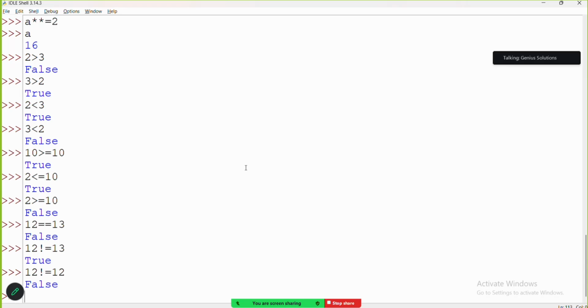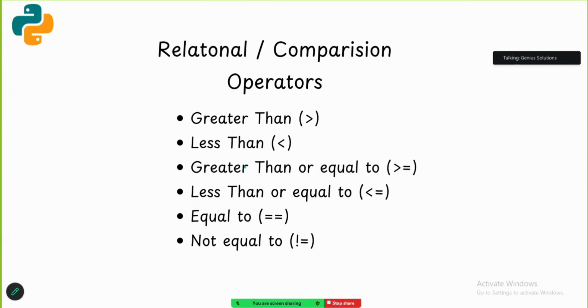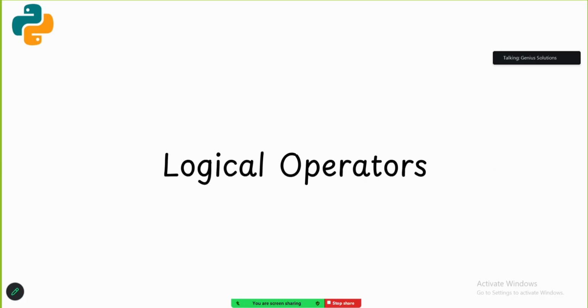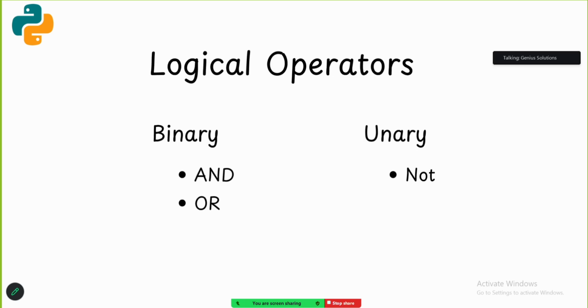Shall we continue with another topic? Yes, ma'am. Okay. Now we finished with comparison or relational operators. Now coming to logical operators. These are the most confusing operators, logical and bitwise operators. These two are the most confusing. So we have two types in logical operators. They are binary and unary. What do binary and unary mean?